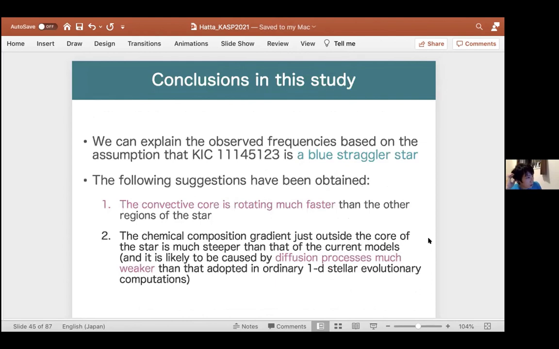Here are the conclusions of this study. The main conclusion is that we can explain the observed frequencies based on the assumption that KIC 1114512 is a blue straggler star. We have also obtained the following suggestions. The first one is that the convective core of the star is rotating much faster than the other regions. The second one is that the chemical composition gradient just outside the core of the star is much steeper than that in the current models.